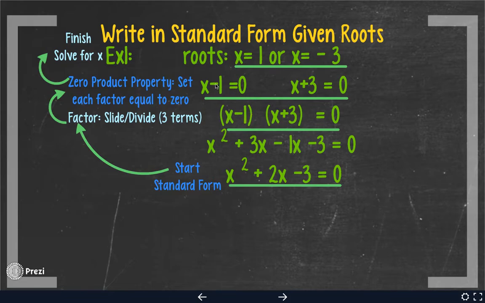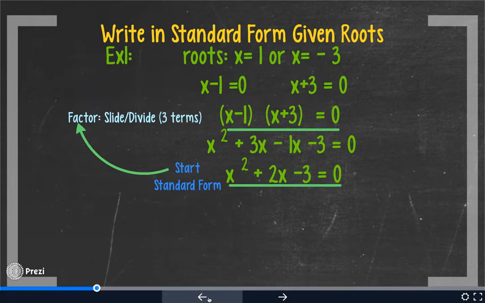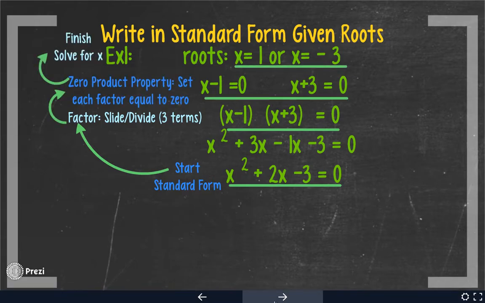So technically, we could skip this step right here. We could instantly go to the last step from this step. We could go from here all the way to the last step just by changing the signs. So that's what we've typically done.